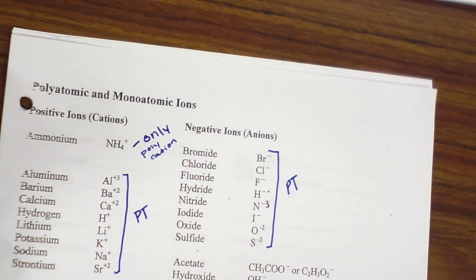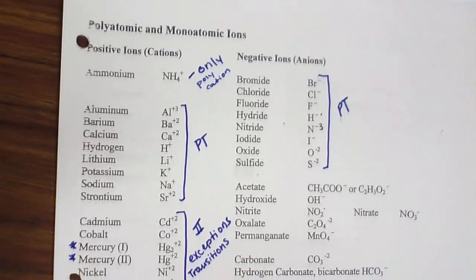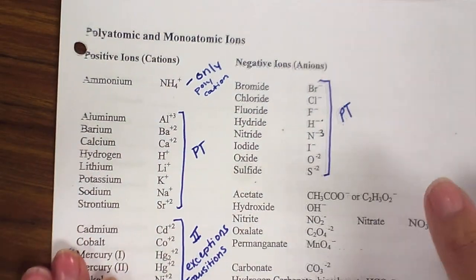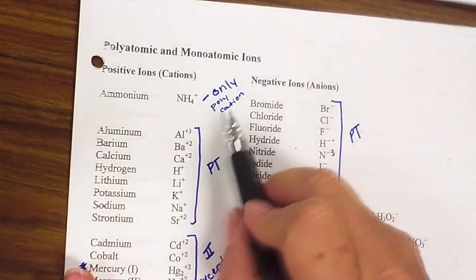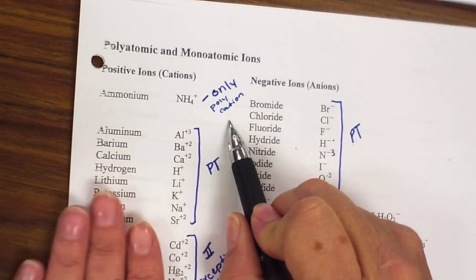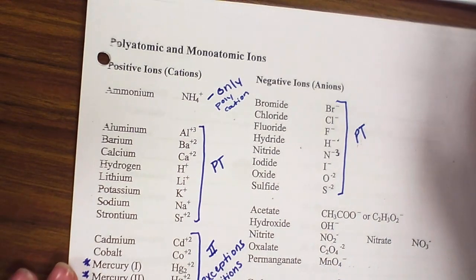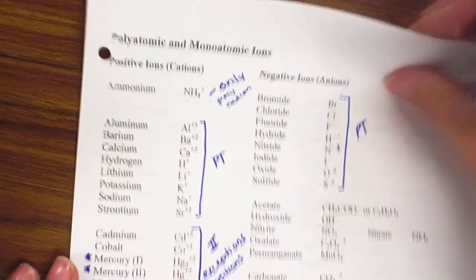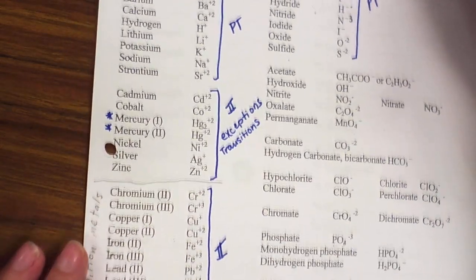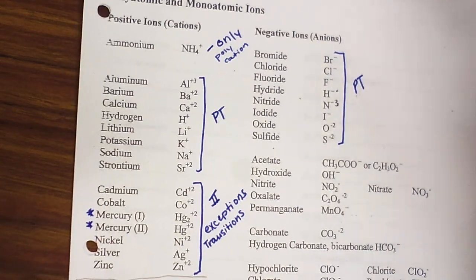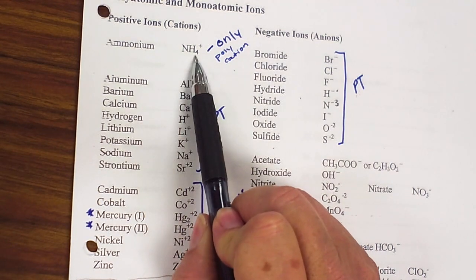I'm going to show you how I learned them, which is actually the real way to learn them, and then I'm going to show you this mnemonic device. So you can choose, or you cannot use either one, and you can just memorize them, however you'd like. So the first thing is, ammonium is the only polyatomic cation. All the rest of the cations are single atom cations. See that? So the only multiple atom cation is ammonium.